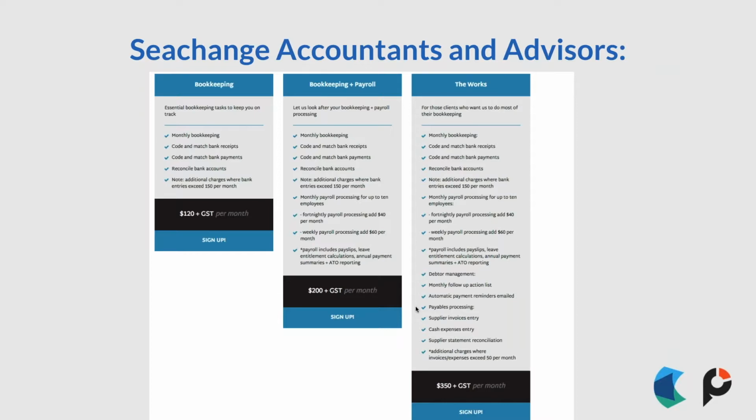So we're using Sea Change Accountants and Advisors as an example. Also a legendary Practice Ignition customer, just throwing it out there. We think they're great.